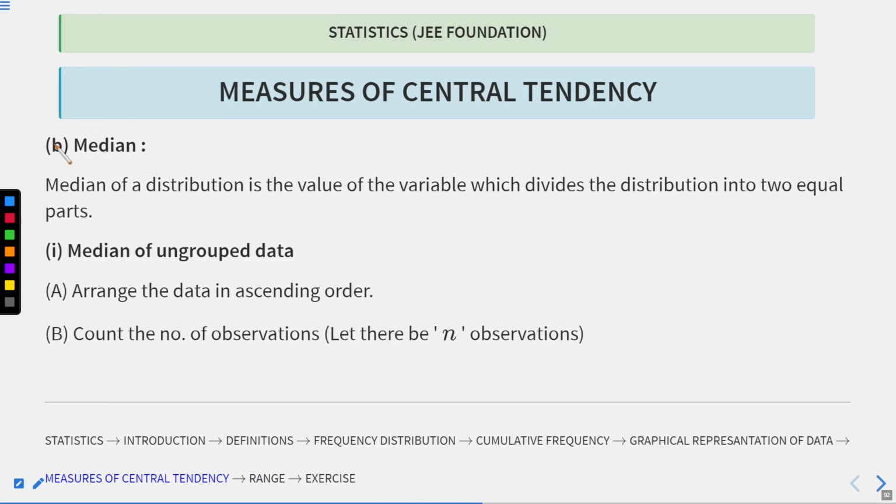Here we will now be seeing the median. We talked about the mean a lot, and a median is just a distribution of the values of the variable which divides the distribution into two equal parts. The median of ungrouped data is quite easy to find. First of all, just represent your data in ascending order, then count the number of observations. Let's say we have n observations.